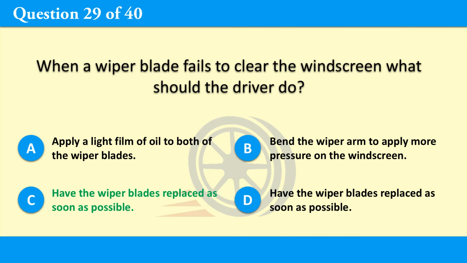Correct answer, C. Have the wiper blades replaced as soon as possible. Explanation: use the windscreen wipers to keep the windscreen clear of rain, spray, snow or fog. Check them regularly to ensure that they are in good working order, and replace them when they become worn, before they become ineffective.